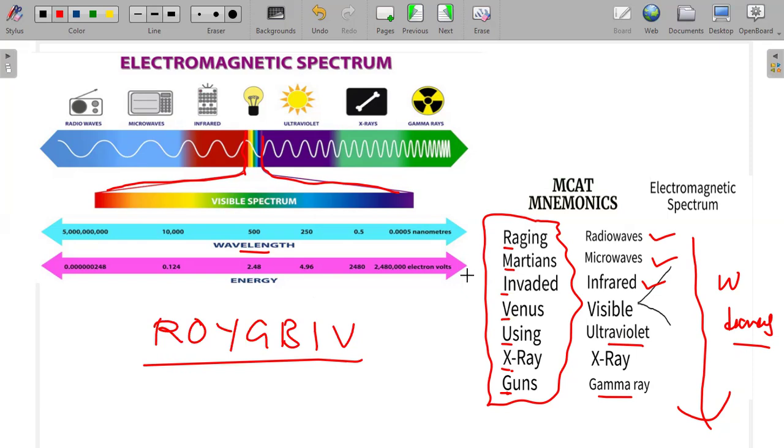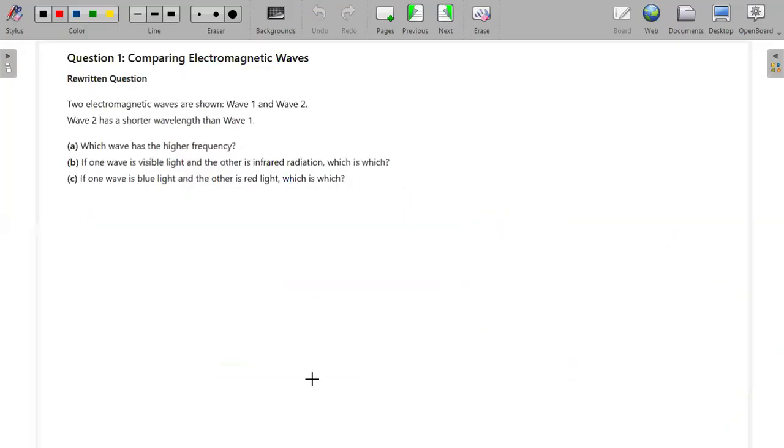All right, so I've explained this, and I've also explained the terms. Let's now try to answer some simple questions based on the concept that I've explained. So we start with the first one here.